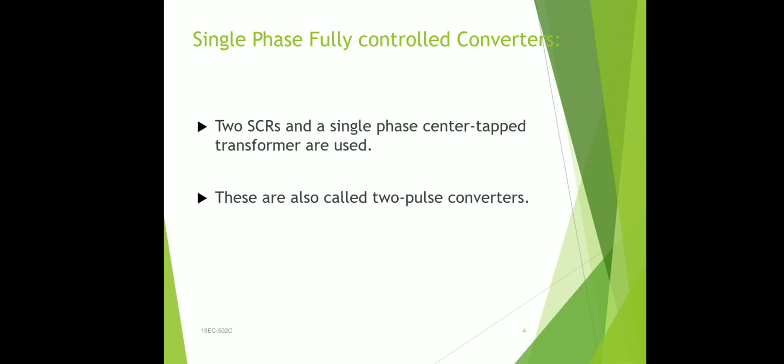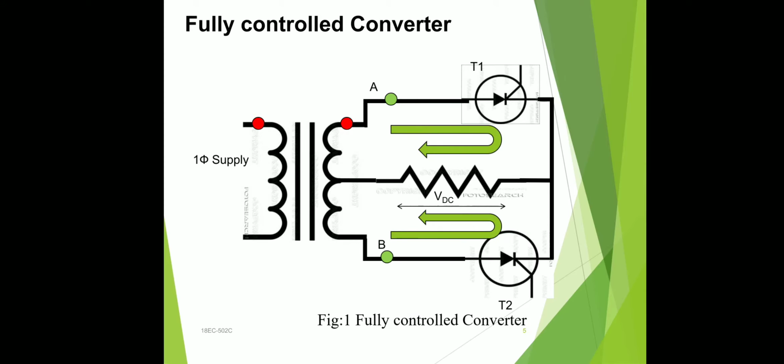Now, to design this circuit, what are the main required elements? It needs two SCRs and a center tap transformer. This is the block diagram of this fully controlled converter. Right. Just now I said that it needs two SCRs. Here you can observe T1 and T2. These are the two SCRs, and one center tapped transformer.